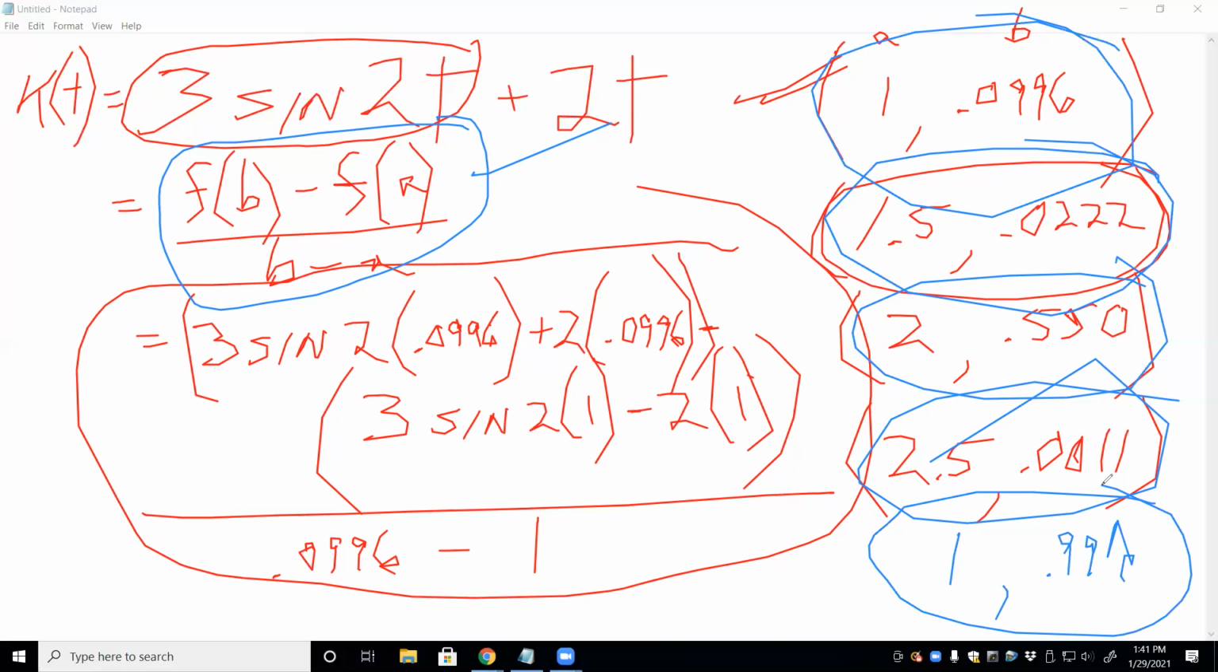The only thing to keep in mind is that this is the way you always calculate average rate of change, what I've circled in blue on the left, no matter what interval they give you.